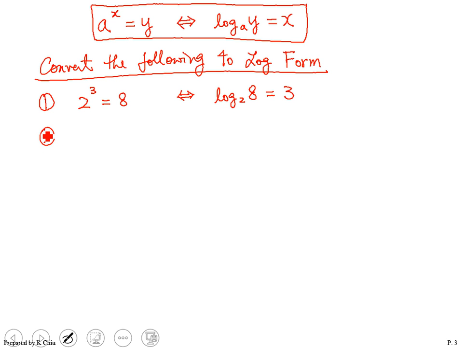Let's take a look at another one. I got 4 cubed is equal to 64. Can we transform this into the log form? It would become log 64 with the same base. What is the base? 4, which is equal to 3. How about 12 squared, which is equal to 144?